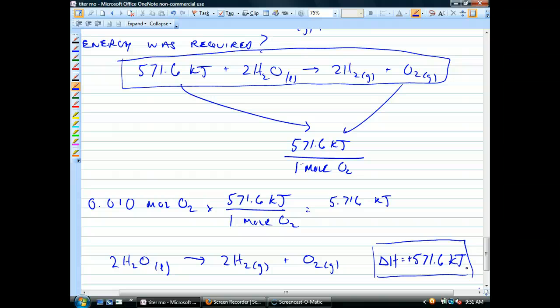Because it's always from the perspective of the system. In this case, what's the system? The system is the reaction that's happening. Is the reaction losing or gaining heat? In this case, gaining. Another way to say it is, is heat going into the reaction or coming out of the reaction?